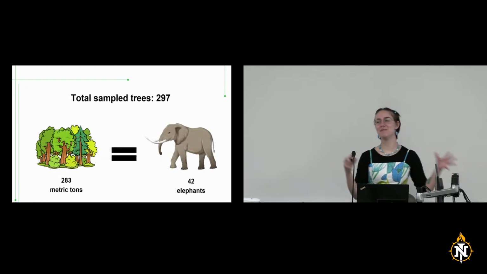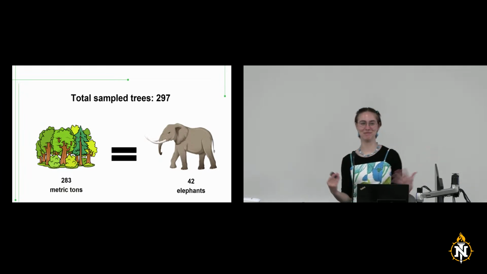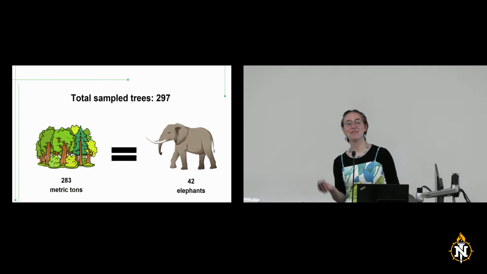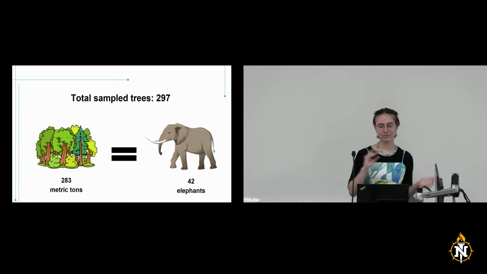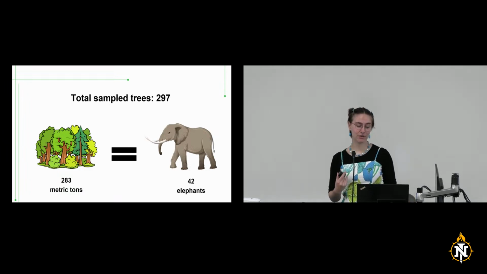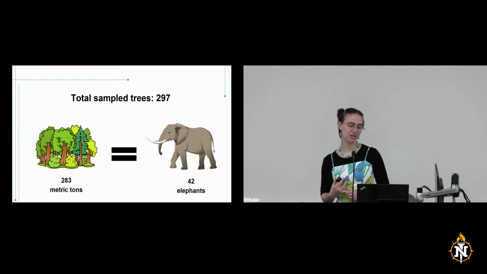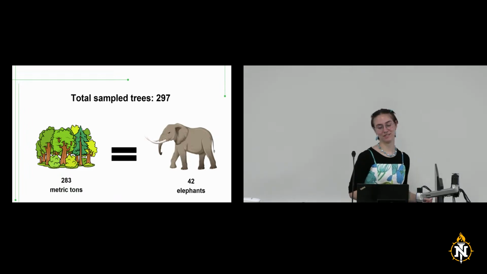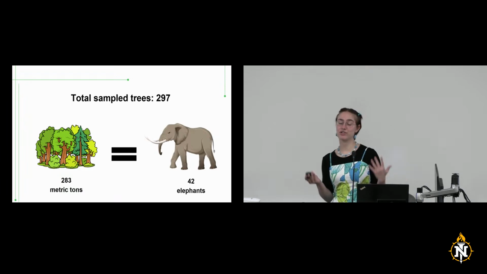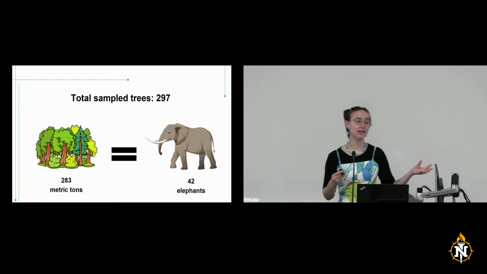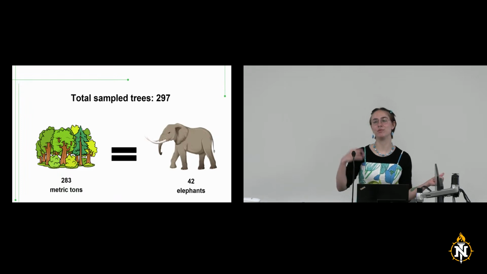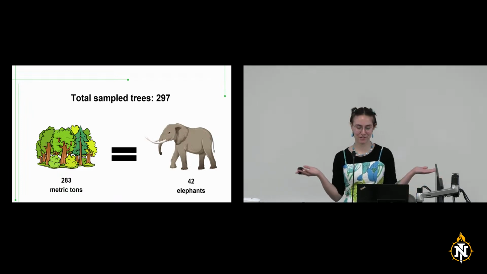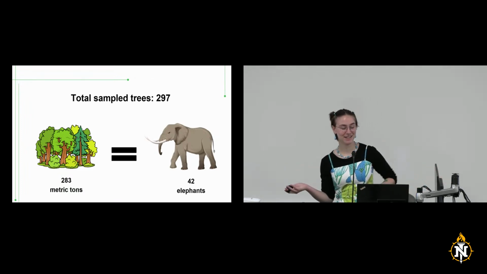Okay, so I want everyone to imagine that there is an elephant in the room with us right now. So the average elephant has a biomass of 6.8 metric tons. So I sampled 297 trees, and from that, I estimated the total above ground biomass for my transects to be 283 metric tons. That is the equivalent of 42 elephants. So to take that a step further, sugar maples would have accounted for 18 elephants, where eastern white pines would be worth 8 elephants. So that's already a difference of 10 elephants worth of biomass.